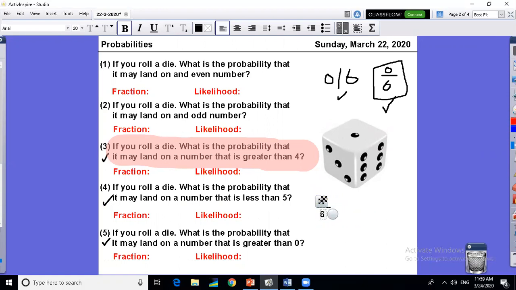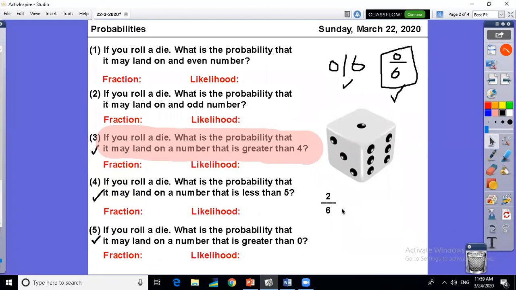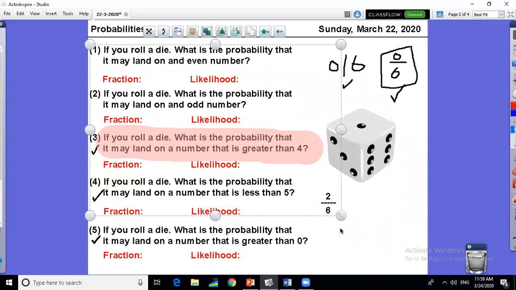There's 6. So they are 6. There are 6 numbers on a dice. It can be 1, 2, 3, 4, 5, or 6, but only two of them are greater than 4. So it is going to be 2 out of 6.